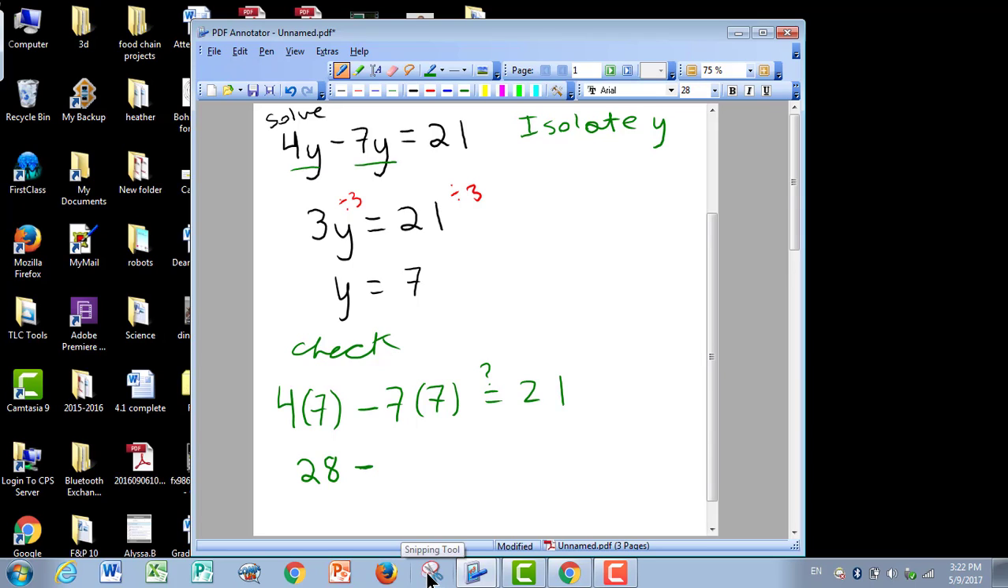Oh, dear. 7 times 7 is 49. Does this equal 21? Well, it's not going to work out here, as you can see. It actually equals negative 21. And so that's not right.